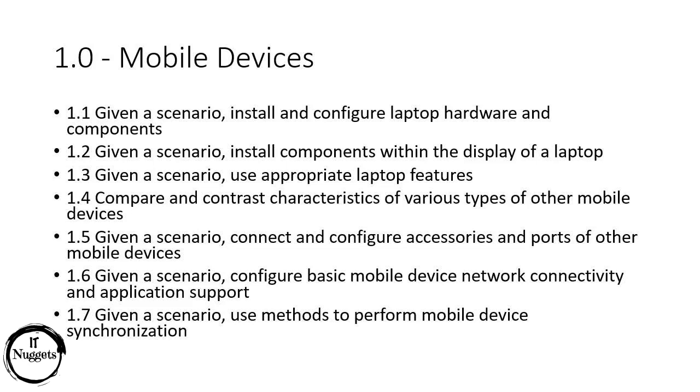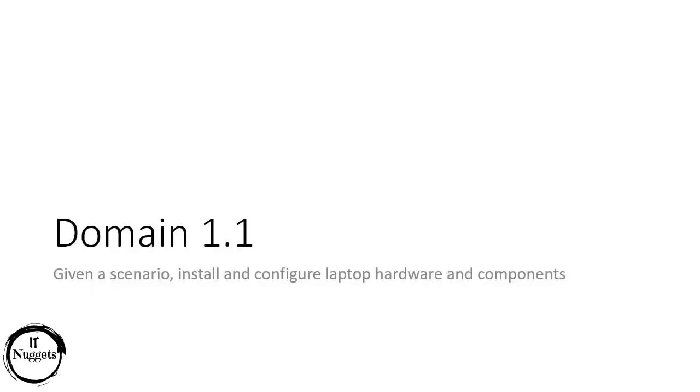We're going to contrast and compare the characteristics of those, right? Then we're going to take a look at the accessories and ports of other mobile devices that we may have, device network connectivity, and application support. And then we'll wrap it up there with mobile device synchronization like iTunes or whatever other synchronization utility you may use. That's the kind of thing that we're going to talk about in there.